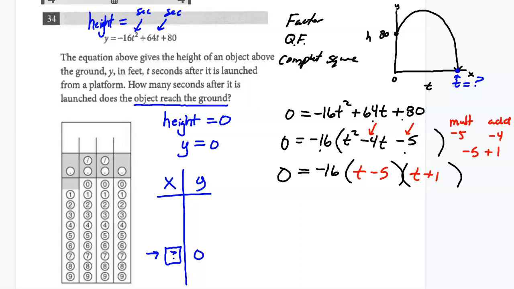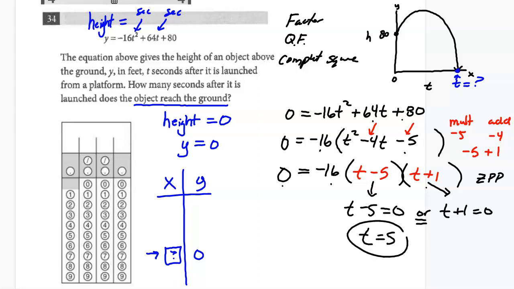And now I'm going to use what's called the zero product property, ZPP, which basically just says, hey, if something times a number equals 0, either you're 0, that parentheses has to be 0, or this one has to equal 0. And when I solve them both, down here I get t equals 5. Here I get t equals negative 1.